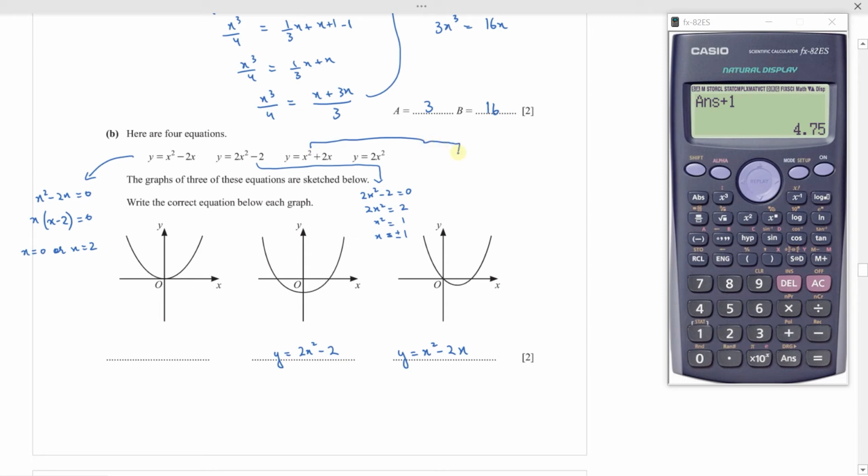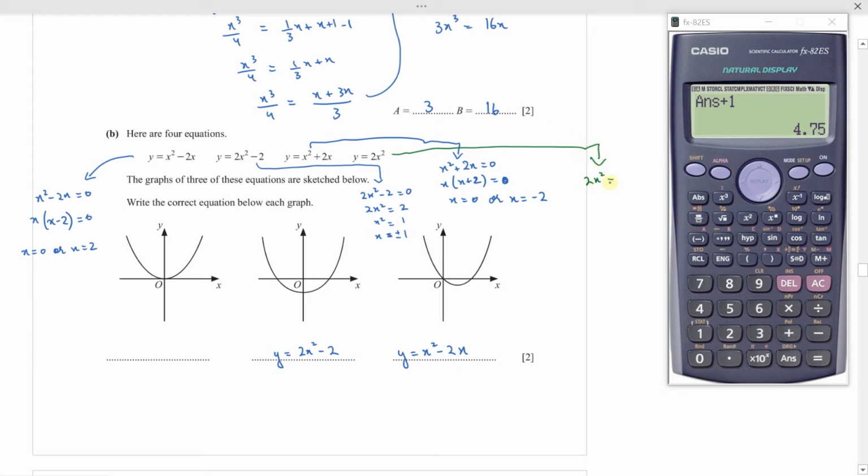Then let's solve this one next. So x squared plus 2x equals to 0. So x into x plus 2 equals to 0. So x equals to 0 or x equals to minus 2. So the curve for this equation will intersect the x-axis at x equals to 0 and minus 2. So there's no curve that is intersecting the x-axis at 0 and minus 2. So this one doesn't satisfy any of the curves, so we can move on. So let's look at this one next.